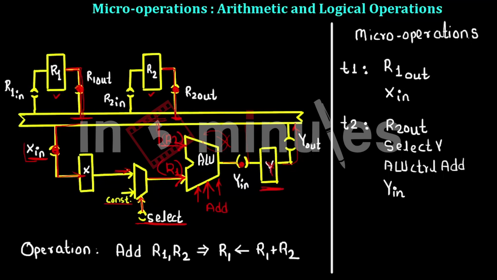Let's come to the final T state. We're going to keep Y out active in the last T state. That is, the result from Y is on the bus now. Now where do we want to store it? We want to store it in R1. So let's put the control signal R1 in active. So the data is on the bus and it goes to R1. So that's it. We have completed our arithmetic logical operation as desired.